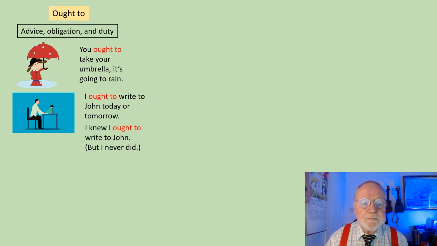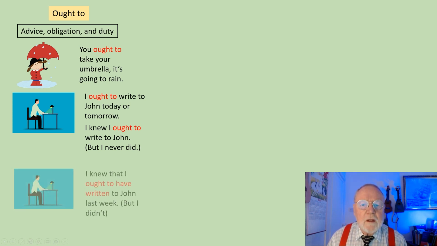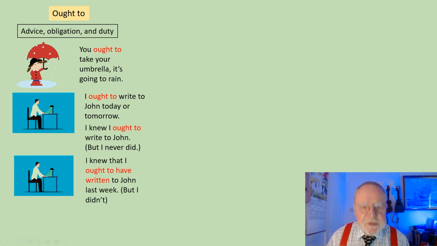Both are okay. But if there's something in the past that I didn't actually do, and I begin the sentence with a past tense, I have to put it like this. I knew I ought to write to John, but I never did. I can talk about something specific in the past, which I didn't do, by using the present perfect to follow ought. I knew that I ought to have written to John last week, but actually I didn't.